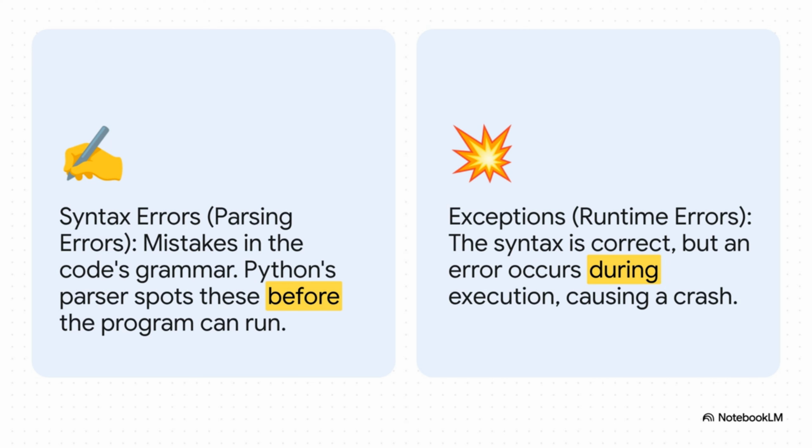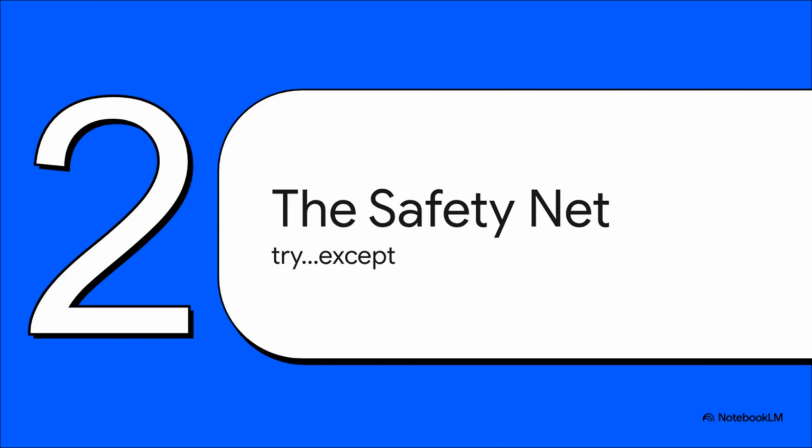On the other side, you have exceptions. These are runtime errors. Your grammar is perfect, but something unexpected happens while the code is actually running, like trying to divide by 0 or open a file that isn't there. So how do we deal with those surprises that happen at runtime? We use a safety net. And in Python, that safety net is called the try-except block. It is a fundamental tool for writing code that doesn't just fall over.